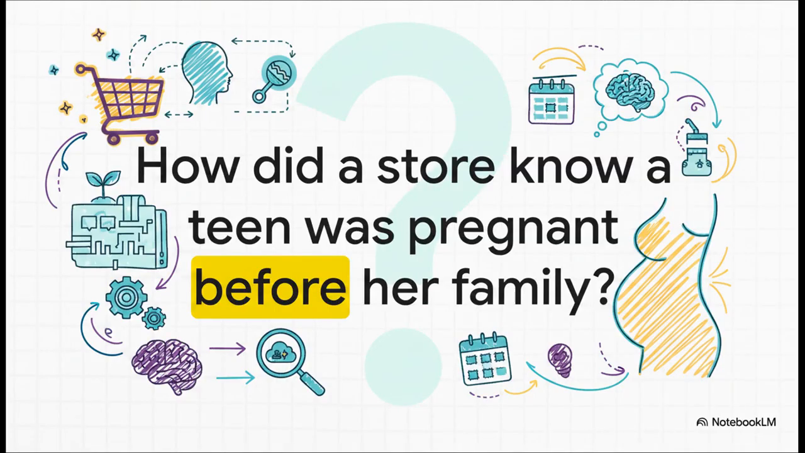So let me kick things off with a pretty wild and totally true story that just perfectly captures the power of what we're talking about. How on earth did a major retailer figure out a teenager was pregnant before her own dad did? The answer? You guessed it, is machine learning. And by the end of this, you'll know exactly how they pulled it off.